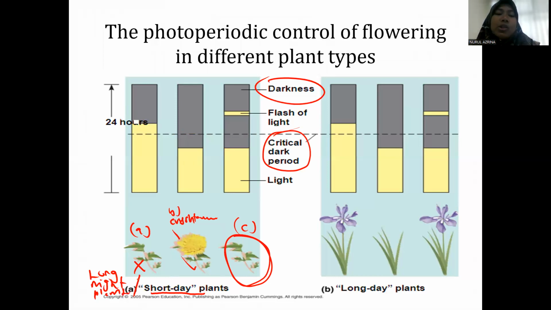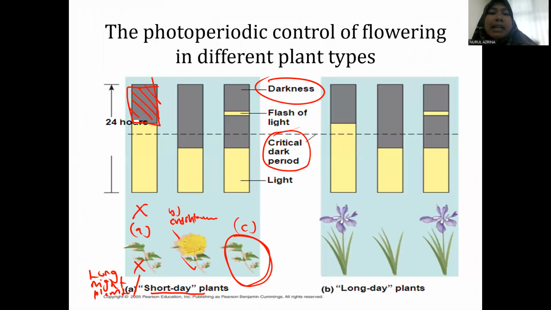Long night plant. So the plant requires longer continuous dark period than the critical period for it to flower. So you can say experiment A. For experiment A, the plant is not flowering. Why? Because you can see here the continuous dark period is shorter than the critical period. That's why it is not flowering.